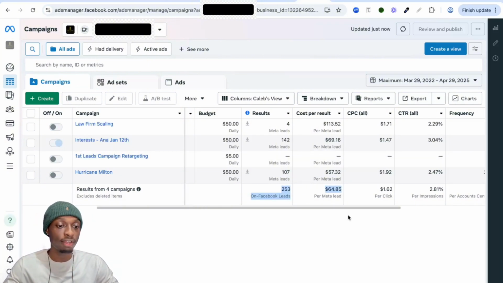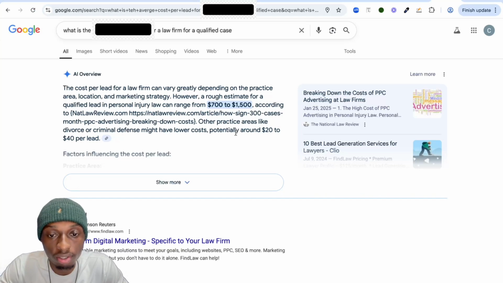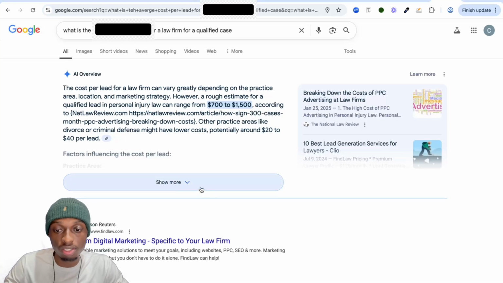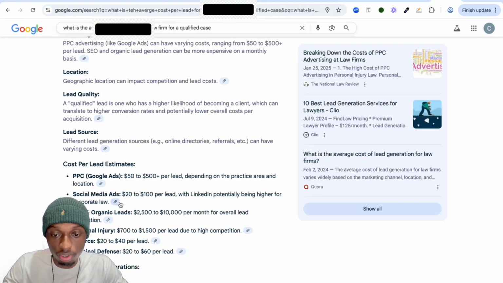And if we're talking about whether this cost per lead is good, let's ask Google. The cost per lead for a law firm can vary greatly depending on the practice area, location, and marketing strategy. However, a rough estimate for a qualified lead in personal injury law can range from $700 to about $1,500. Other practice areas like divorce or criminal defense might have lower costs, potentially around $20 to $40. If we're talking about social media ads, $20 to $100 cost per lead, with LinkedIn potentially being higher for corporate law. That's where my range is.